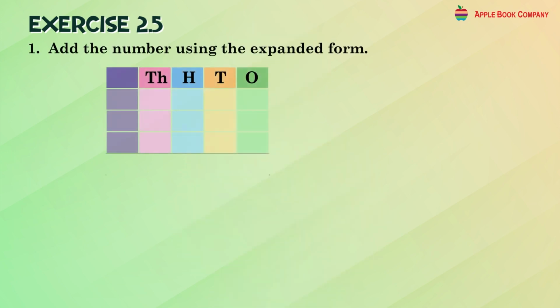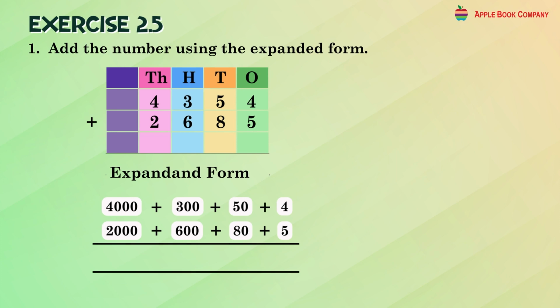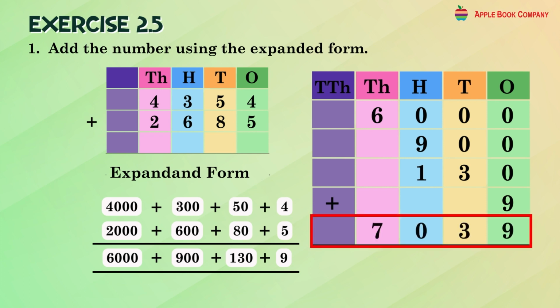Exercise 2.5. Add the following numbers using the expanded form. The numbers given to us are 4,354 plus 2,685. Now the expanded form of it is 4,000 plus 300 plus 50 plus 4 and 2,000 plus 600 plus 80 plus 5. Now when we add them together, 5 plus 4 is 9, 50 plus 80 is 130, 600 plus 300 is 900, 4,000 plus 2,000 is 6,000. Therefore, 6,000 plus 900 plus 130 plus 9 gives us a total of 7,039. So, the total of 4,354 plus 2,685 is 7,039.